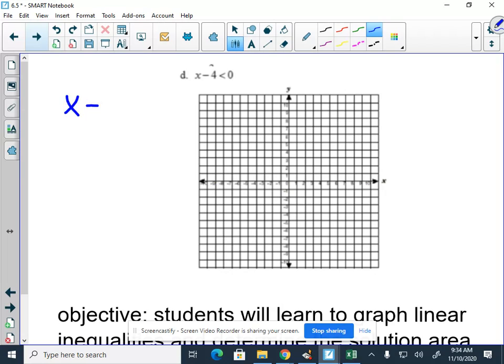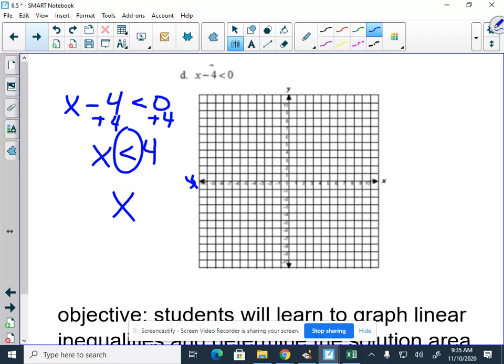x minus 4 is less than 0. Now, we haven't done an x equal for a while. But first, we're going to solve this by adding 4 to each side, and we get x is less than 4. When you have an x equal equation, first of all, this is the x axis. We go over to where x is 4. Since it is a less than, x is less than 4, we will have a dotted or dashed line where x is 4. So this one is a vertical line up and down.